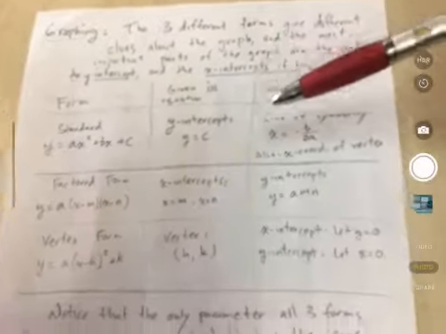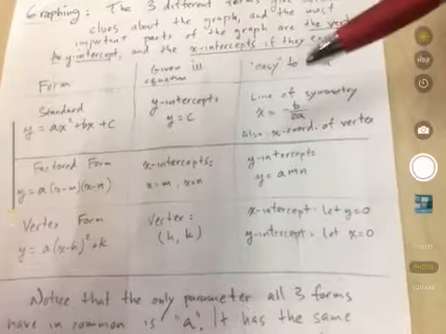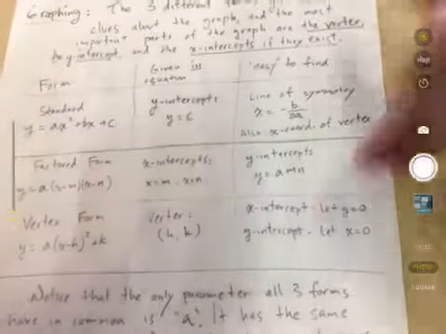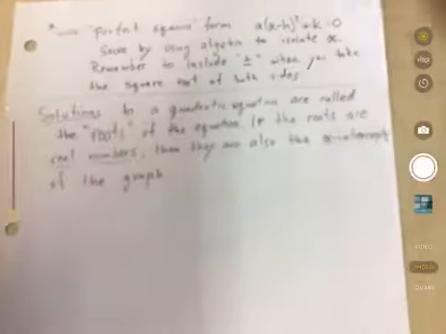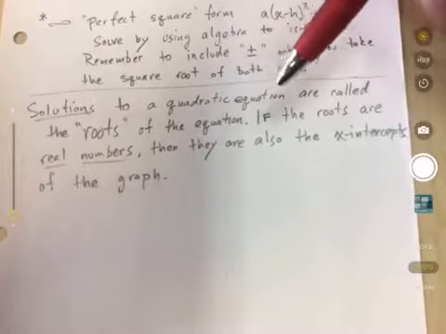Okay, so that's the information that the three forms of a quadratic function give you in terms of the graph. Now I'd like to say something in reference to an earlier video that we made, and that is that when you solve a quadratic equation, those solutions are called the roots of the equation.